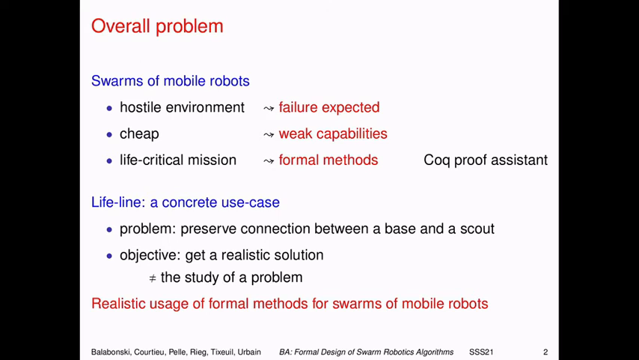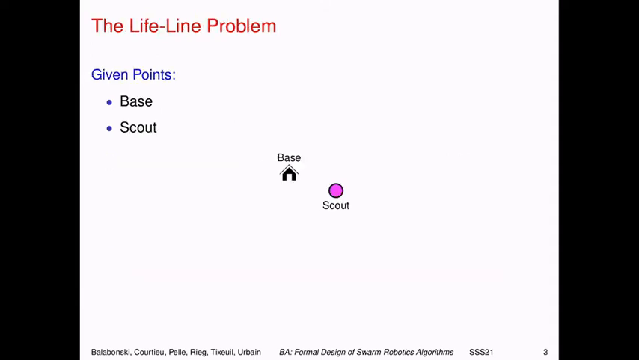I want to focus on the Lifeline problem, which aims at preserving connection between a fixed base and a moving scout. But unlike a theoretical study in which you want to know precisely under which condition the problem may or may not be solvable, here I'm more interested in getting a realistic solution from an implementation perspective, but still using formal methods to ensure the highest level of correctness. So let me describe what this Lifeline problem is.